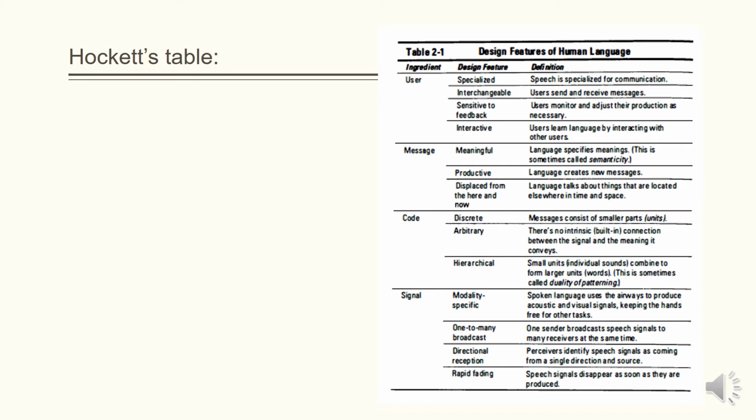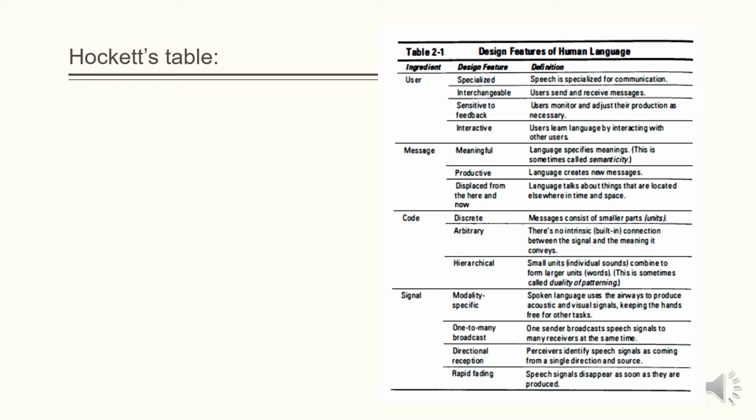Then we have the message. The message has also 3 features. The message is meaningful, the message is productive, and is displayed from here and now. We are going to develop these features in a deeper way in this presentation, but later on. The code. The code is discrete, arbitrary, and hierarchical.